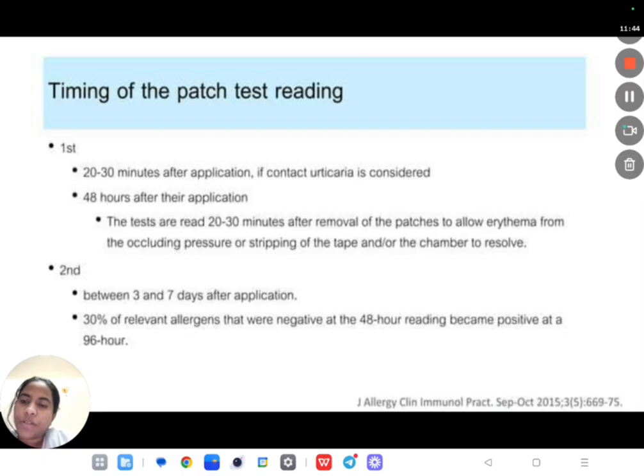Patch test reading: during the first 20 to 30 minutes after application if contact urticaria is considered. At 48 hours after application, the tests are read 20 to 30 minutes after removal of the patch, to allow the erythema from the occluding pressure or stripping of the tape or the chamber to resolve. Second reading is between 3 and 7 days after application. 30% of relevant allergens that were negative at the 48-hour reading become positive at 96 hours.